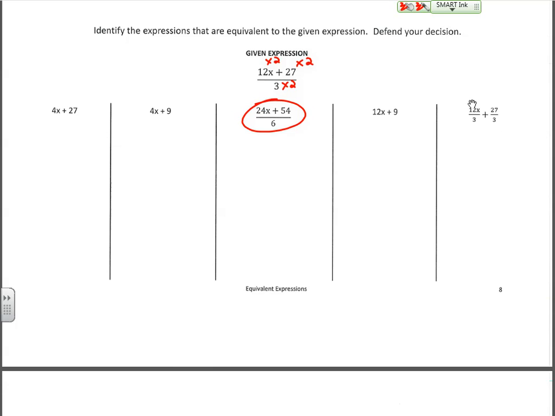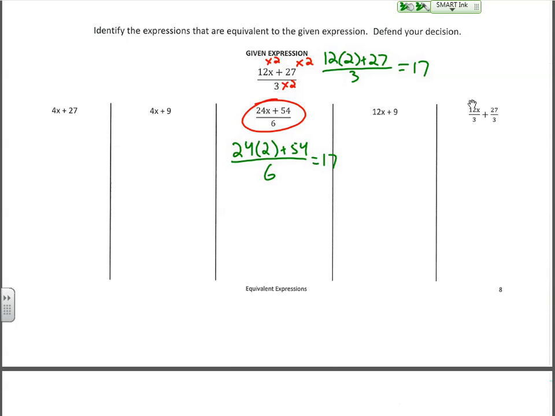One way we can prove this, or another method you could use for other ones on this page, is to pick a value for x and plug it in. Let's take 2. If we plug it into 12 times 2 plus 27 divided by 3, well, 12 times 2 is 24, plus 27 is 51, divided by 3 is 17. If we plug 2 into this expression, 24 times 2 plus 54, and divide that by 6, we will again get 17. And because we plugged the same number into each expression and got the same result, in this case 17, we know that they are equivalent expressions.